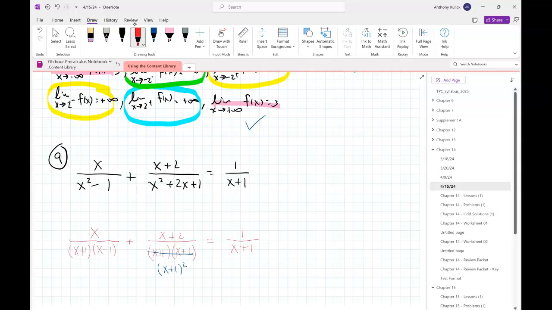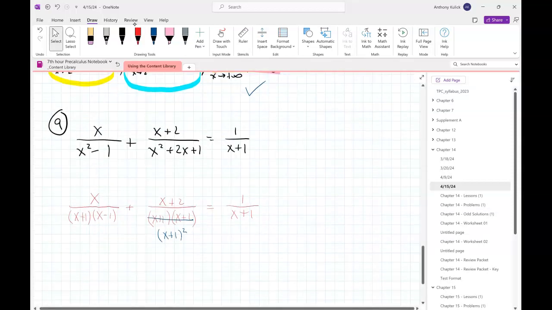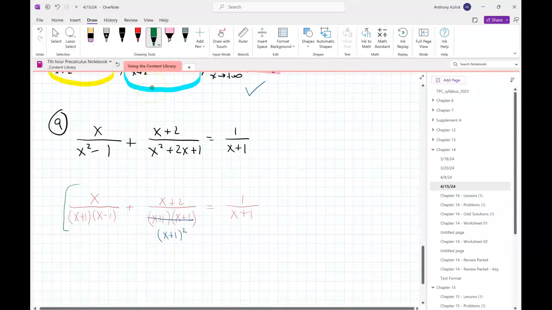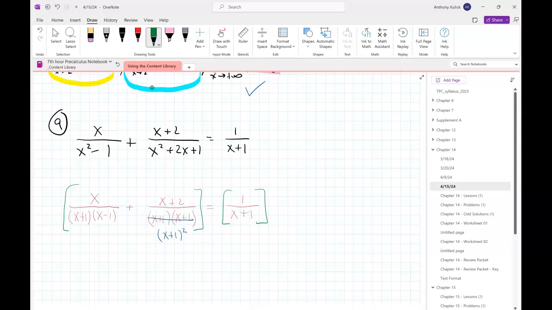Everybody's okay with what I've done so far? My goal when solving, now that I have it in a factored form, is I want to multiply both sides of this equation by something to clear the denominators out of there. So my goal, I want to multiply both sides of this equation by something so that when I'm done, no more denominators. What does that something have to be in this case?